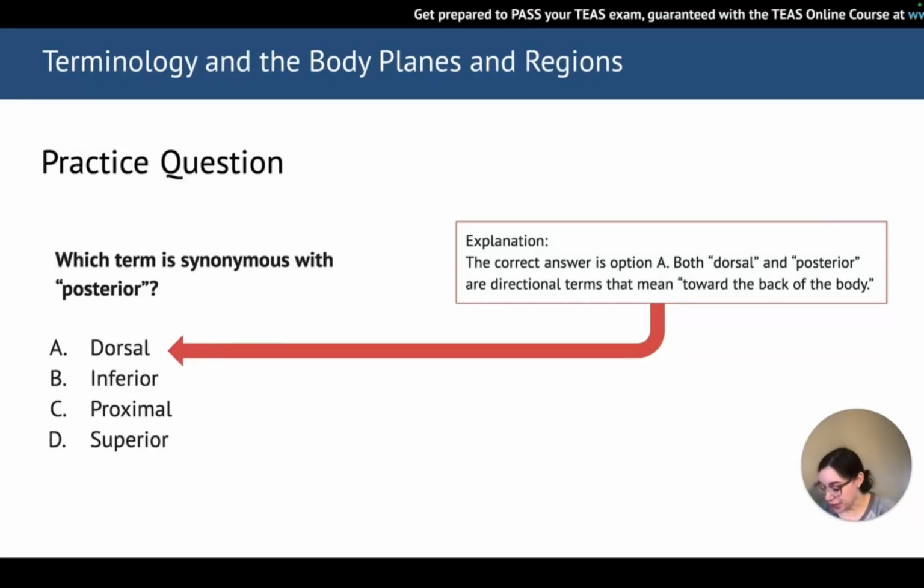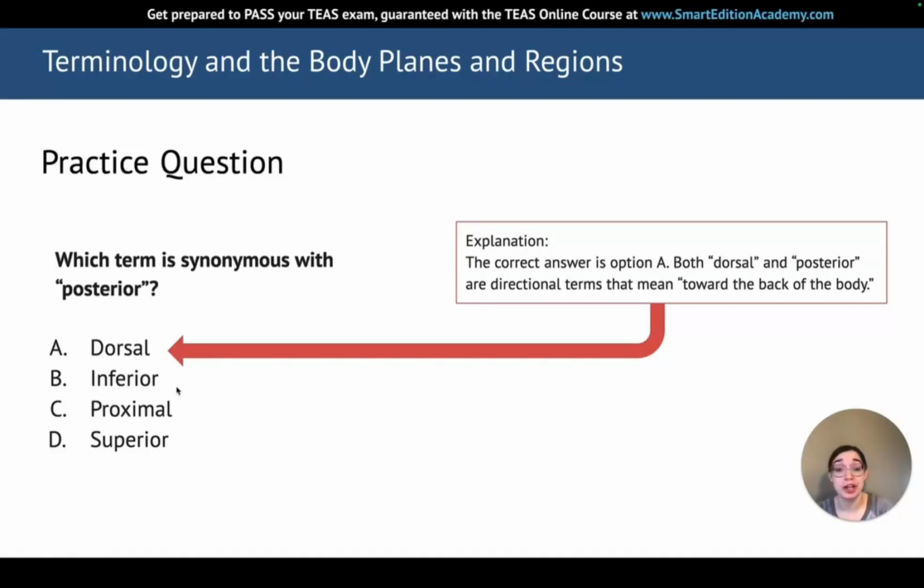So what about the other terms here? Well, the word inferior means that a structure is below another. The word superior is opposite of that. It means that a structure is above another. So different than what we're being asked about with the definition of the word posterior here. Incorrect answers for this particular question.